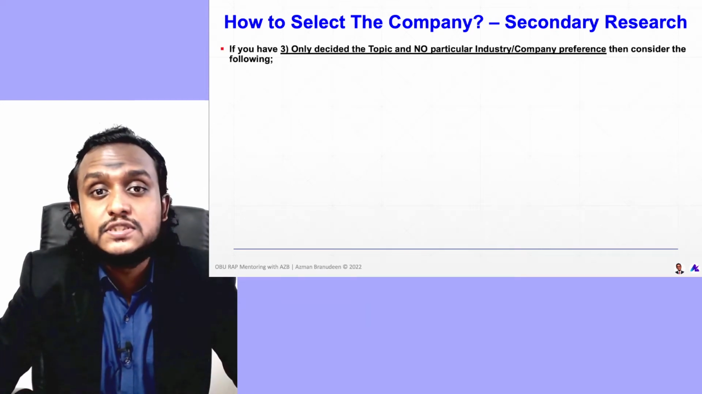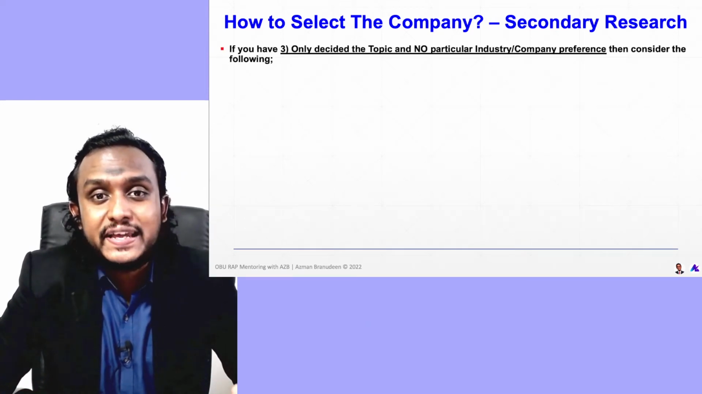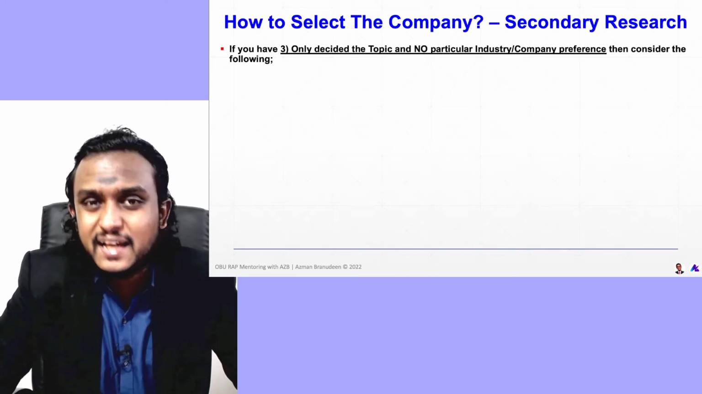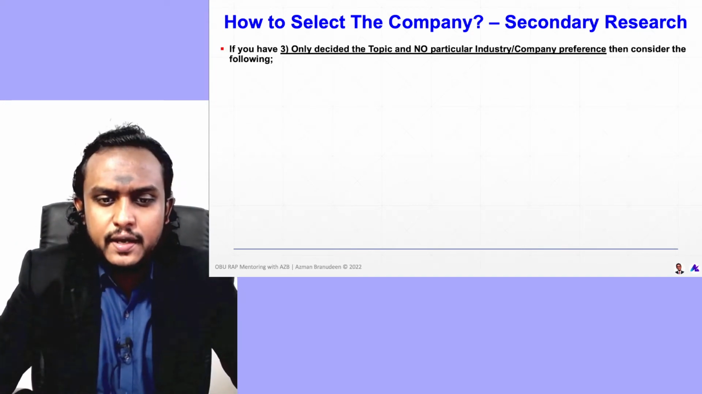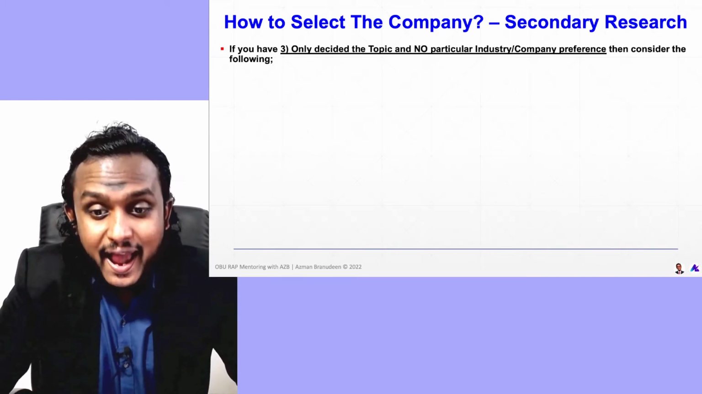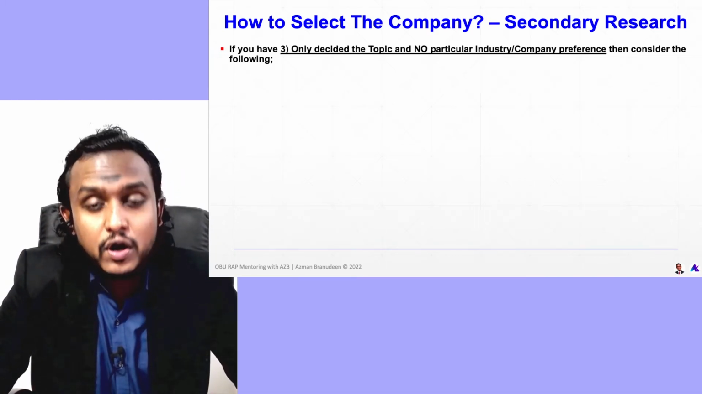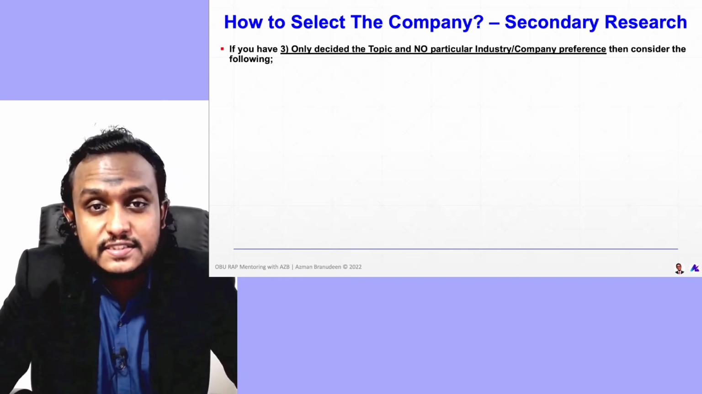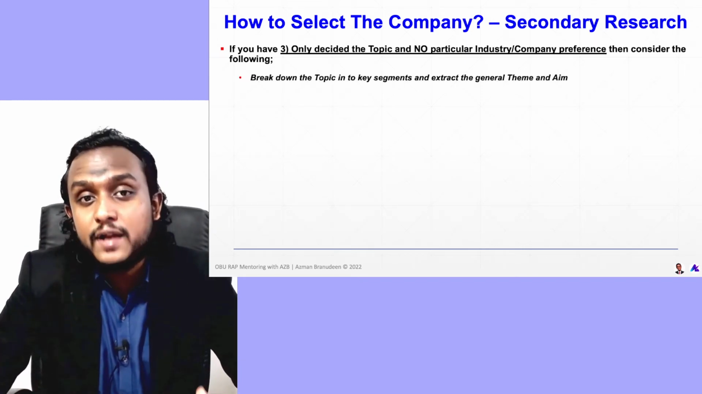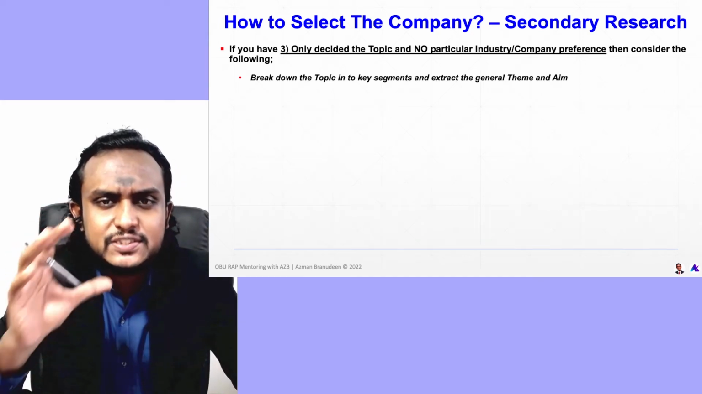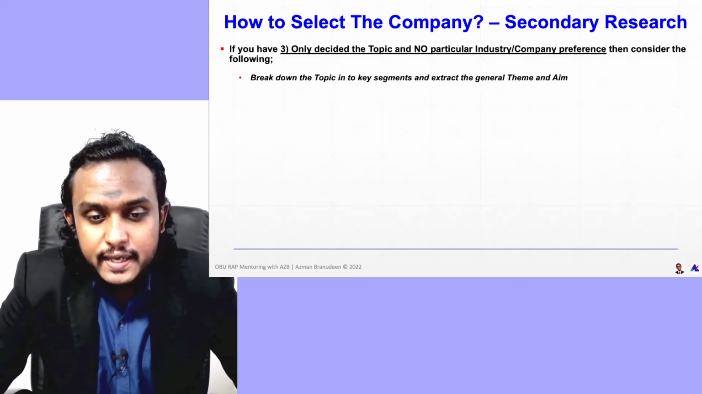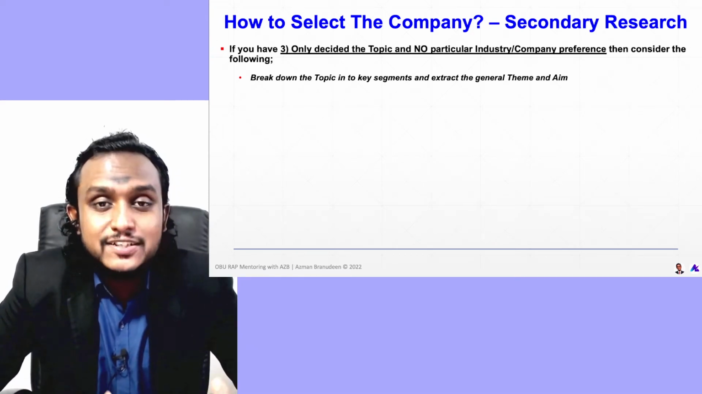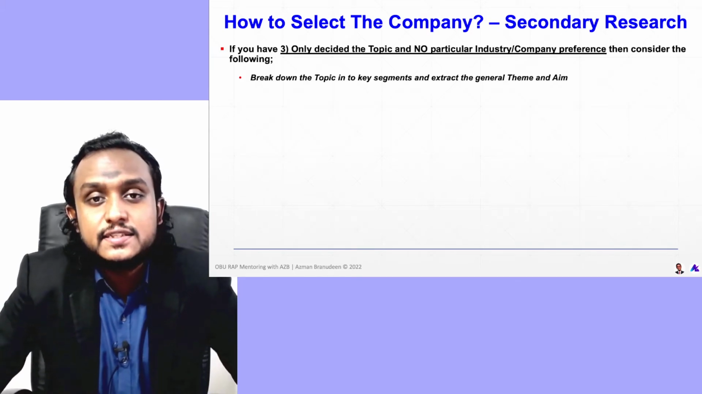Now, the third scenario is free mind. You have absolutely no tendency or inclination to select or go with a particular industry or company. Nothing. Open mind, clear mind. This is what you have in the third scenario. If you have only decided the topic and no particular industry or company preference, then you can consider the following. This is what I call the top-down approach, because everything begins with the topic. And you'd be surprised, many candidates take this approach. Here, you can break down the topic into key segments and extract the general theme and aim.